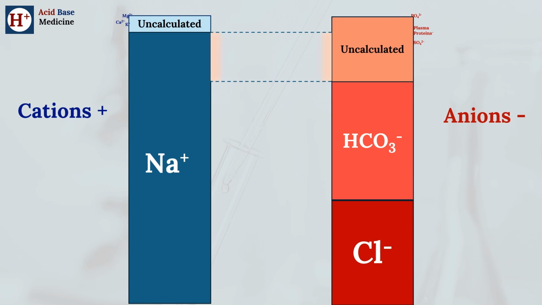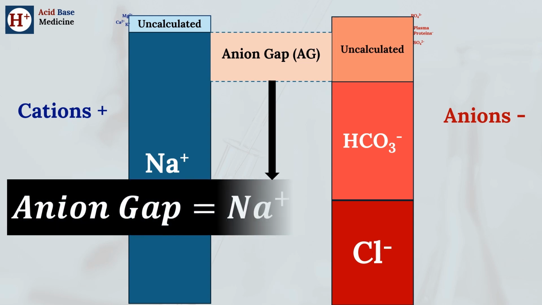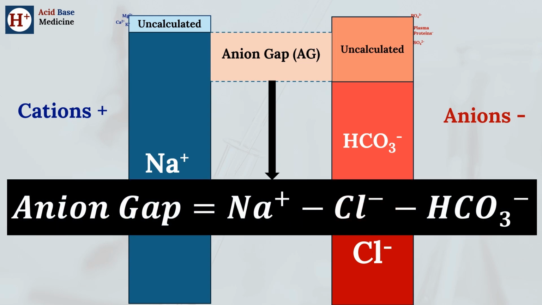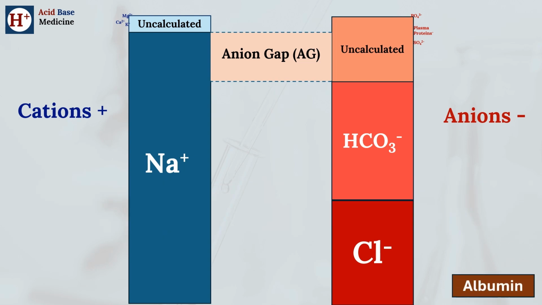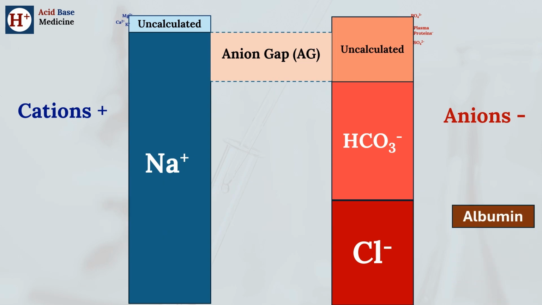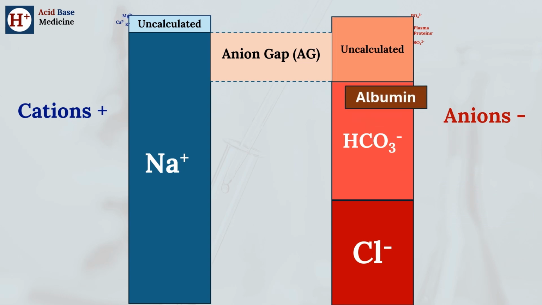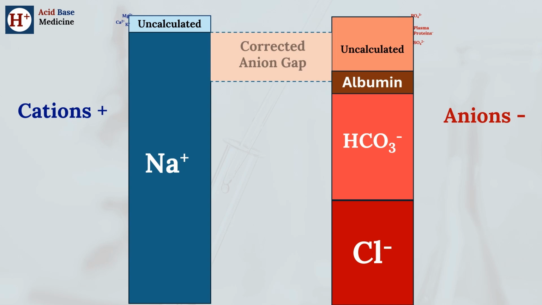There is a consensus regarding which ions should be included in the calculation of the anion gap for determining acid-base disorders. The anion gap is typically calculated using the formula: anion gap equals sodium minus the sum of chloride and bicarbonate. On the other hand, albumin, a negatively charged molecule or anion, is included in the corrected anion gap calculation. Therefore, hypoalbuminemia can affect the anion gap.